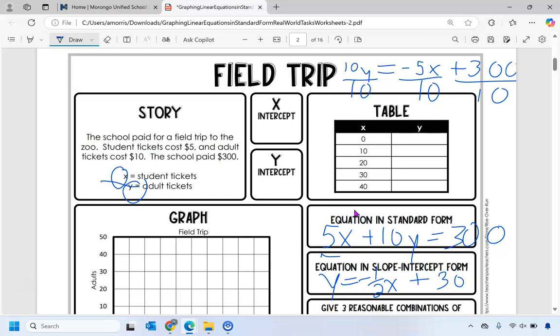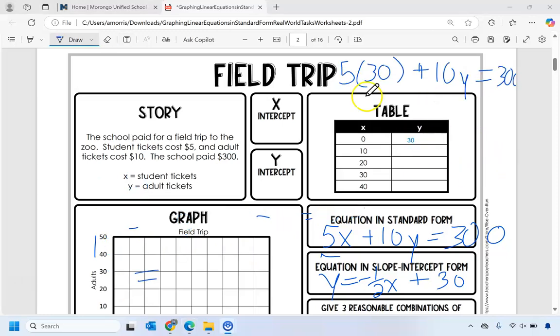So let's say this is your table. Let's say x is 0. If we plug in 0 here, it would be 5 times 0, so your 5x is going to go away. That's going to go away, so it's just going to be 10y equals 300. If 10y equals 300, I'm dividing by 10 on both sides, so that means the y value is 30.